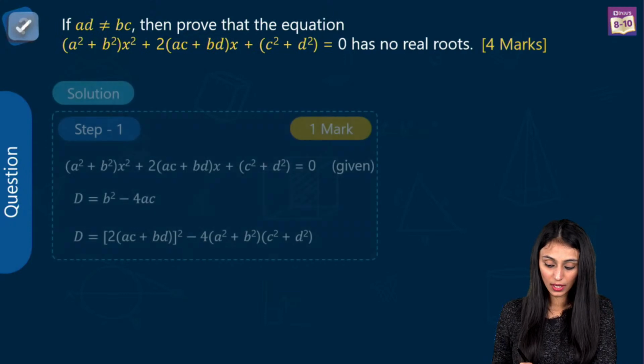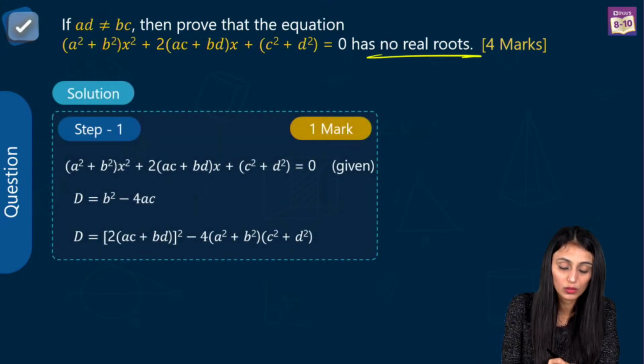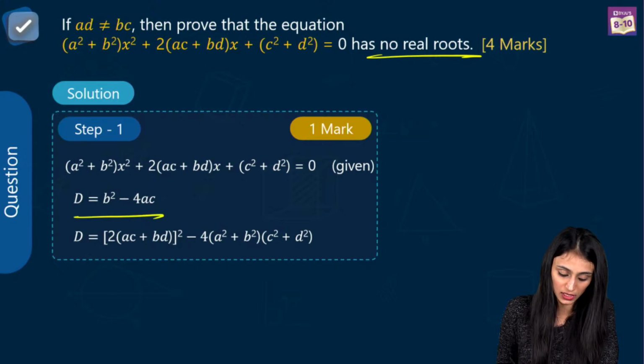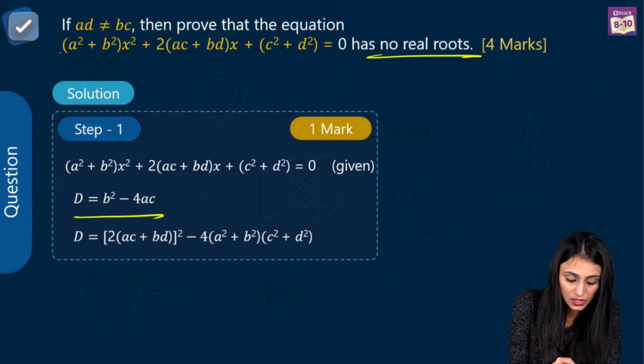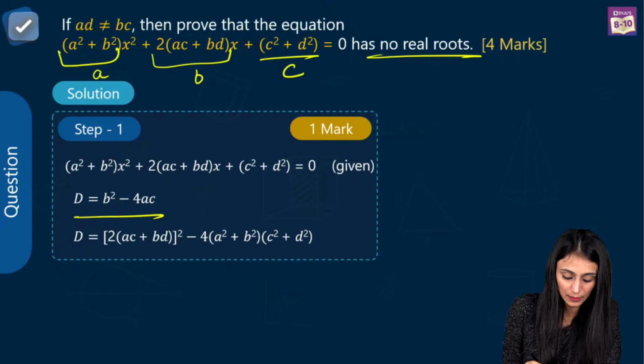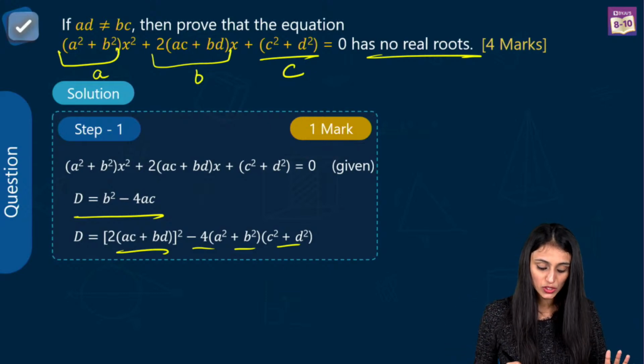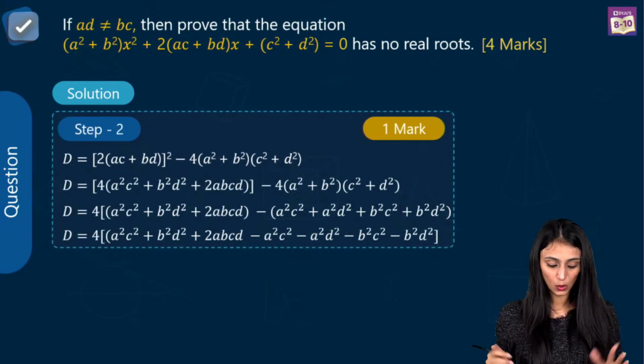So first of all, we know one thing. Since we are talking about the nature of roots, we will be using the discriminant, which is b square minus 4ac. So from here, this much part is representing A, and this much part is representing B and this is representing C. So this is going to be b square minus 4ac. Just substitute everything, right? So once you substitute it, simplify. Open it up. What do you get?